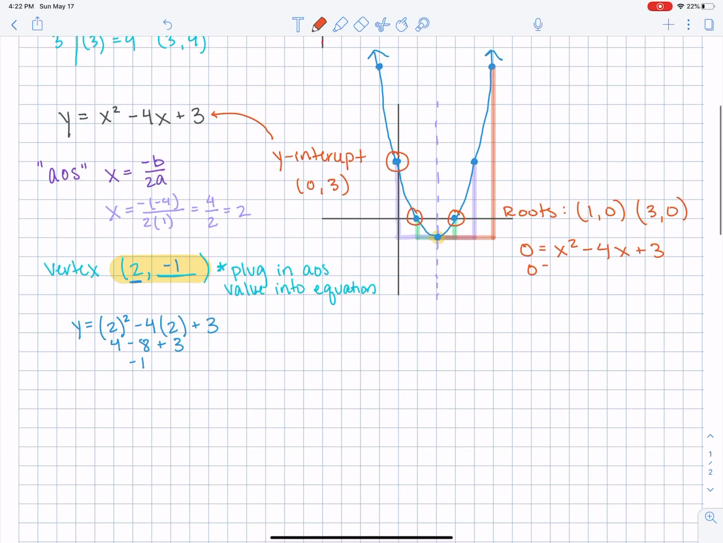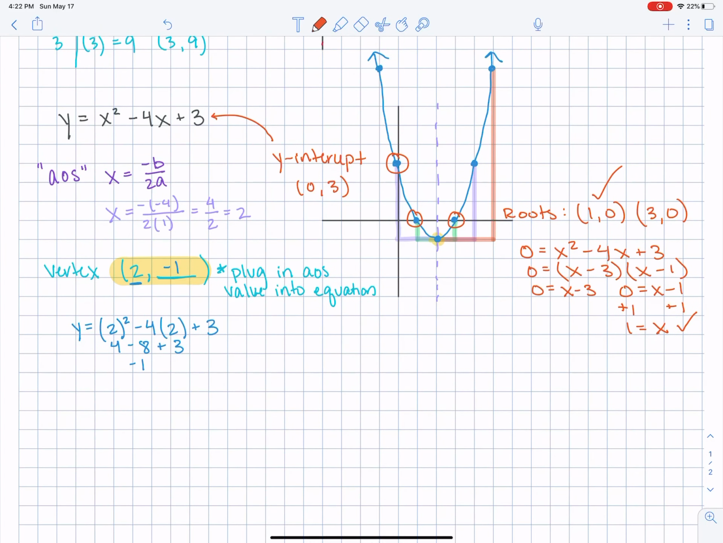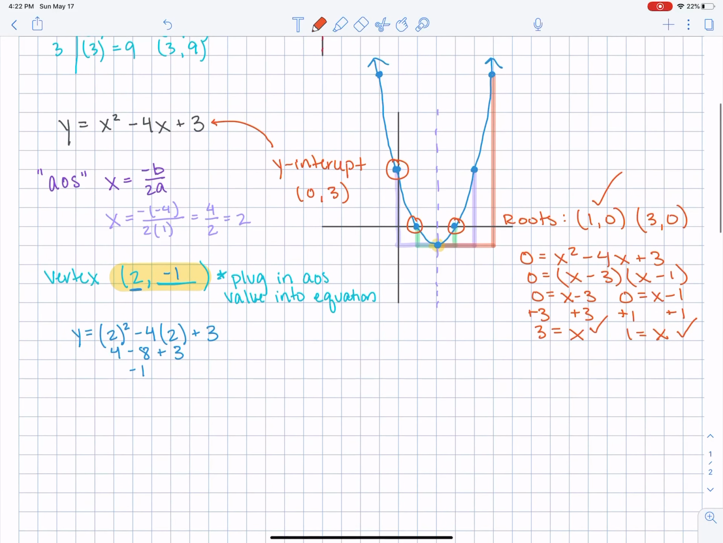I can factor this guy, meaning that I have x minus 3 and x minus 1. 0 is equal to x minus 3. 0 is equal to x minus 1. Remember all these things that we used to do. 1 is equal to x, so that checks off for this guy. Add 3. These are all coming together in terms of all the things that we've been doing this semester. That works for that guy.